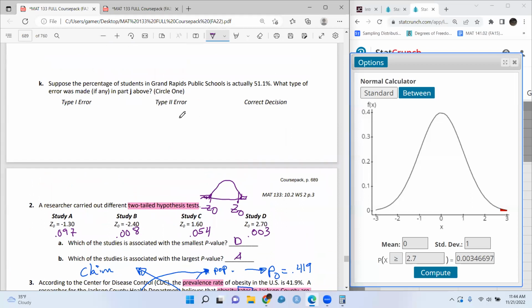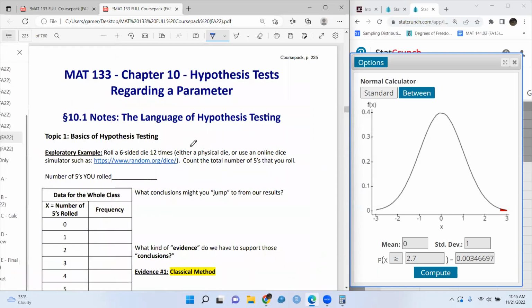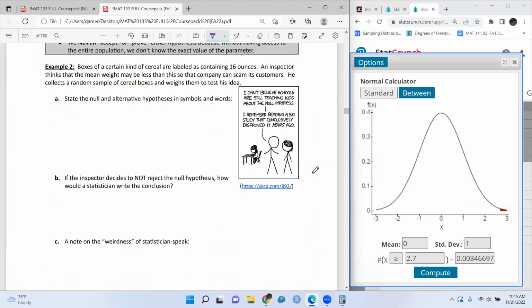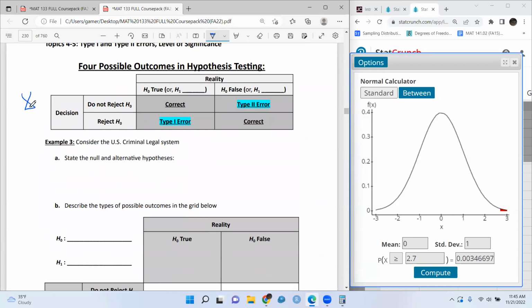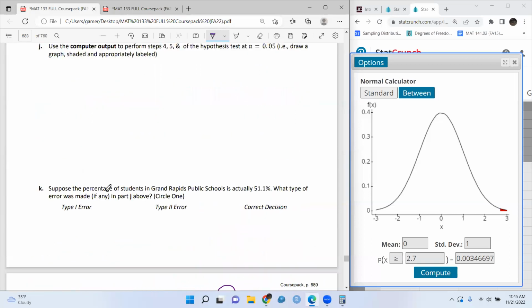Now, how'd you all feel about the error stuff? Do you have your little table and know which is which? This is always super confusing. Here it is. This little table, I think, should be in your reference sheet. A type 1 error is rejecting H0 when we shouldn't. And a type 2 error is not rejecting H0 when we should have.